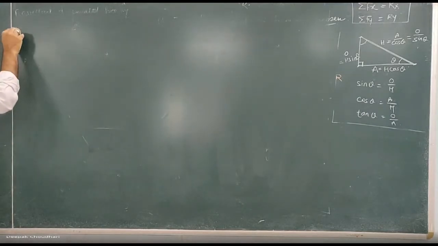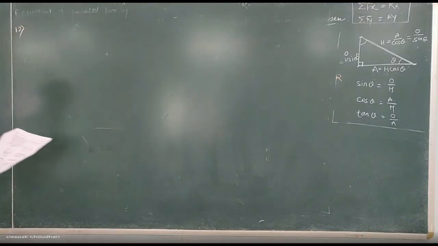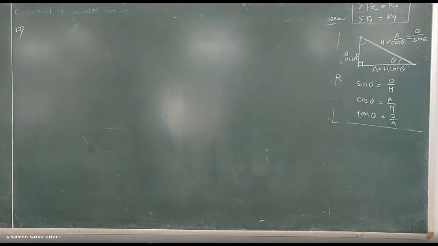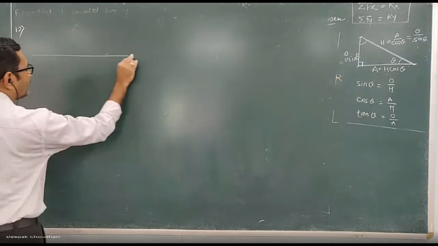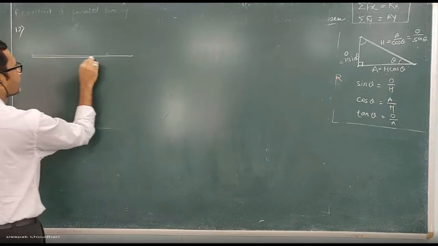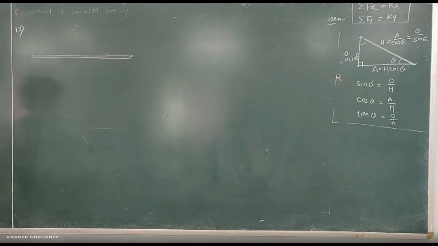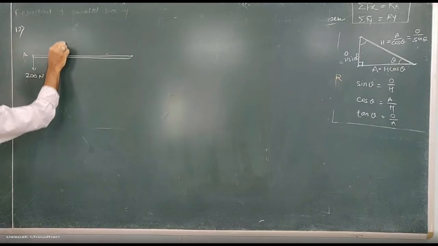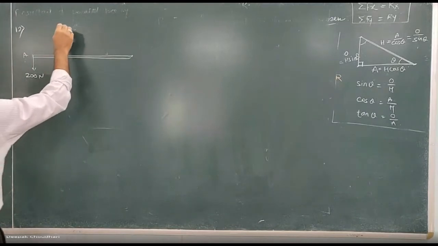Sum number 12. Okay, in the parallel force system, see the question bank, turn 3-4 pages and go to sum number 12. Here one horizontal rod is there, and on this horizontal rod a few forces are acting. One force is vertically downward, 200 Newton, acting at point A, and at point B vertically upward, which is 500 Newton.